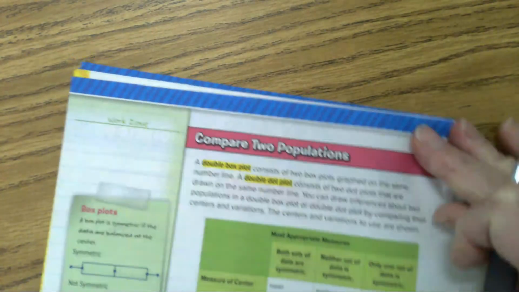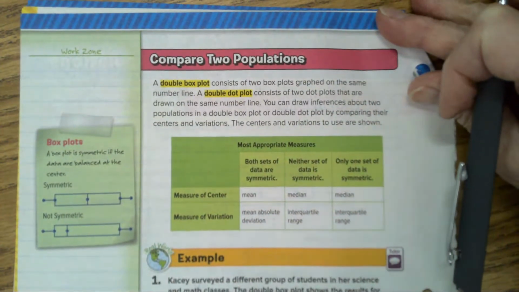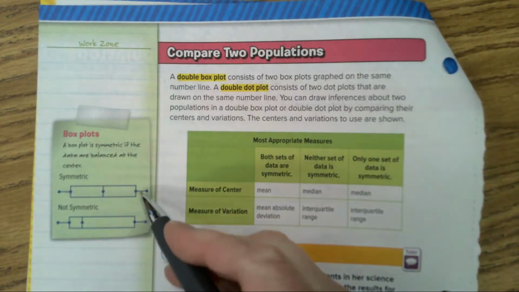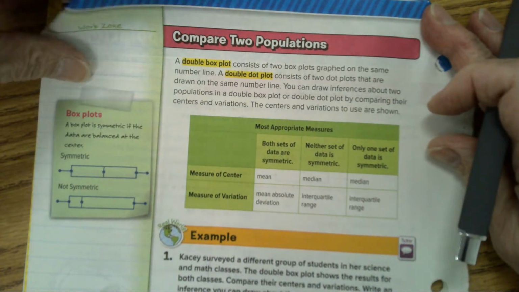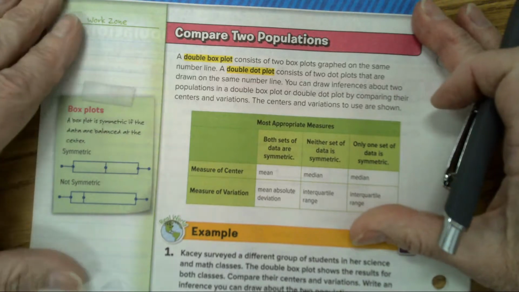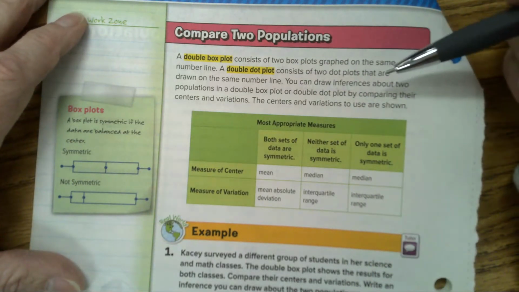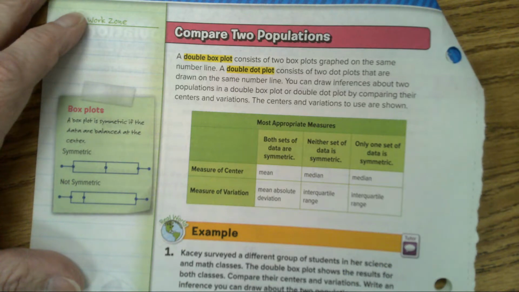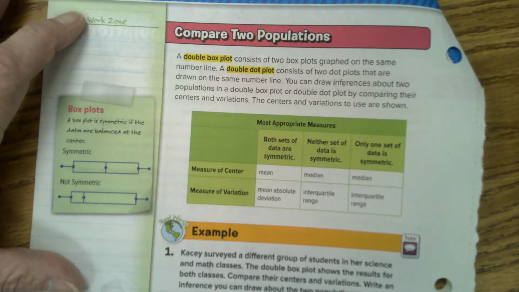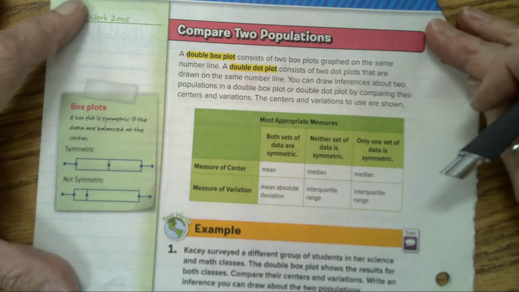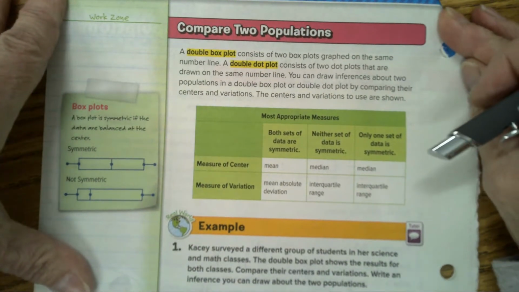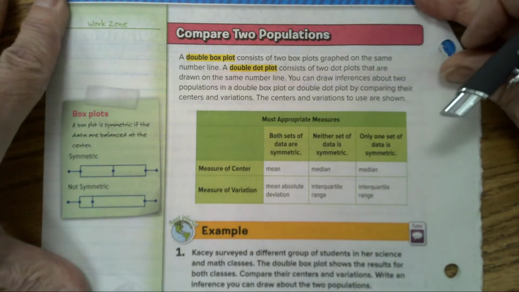828. Compare two populations. A double box plot, this means you have two box plots, consists of two box plots graphed on the same number line. A double dot plot consists of two dot plots that are drawn on the same number line. You can draw inferences about two populations in a double box plot or double dot plot by comparing their centers and variations. I almost feel like I'm reading a Dr. Seuss book there. The centers and variations to use are shown.